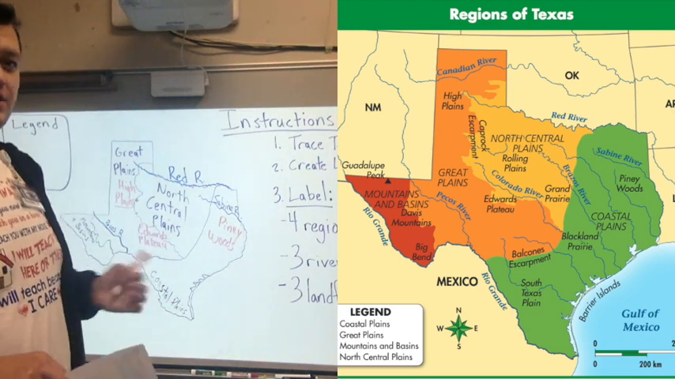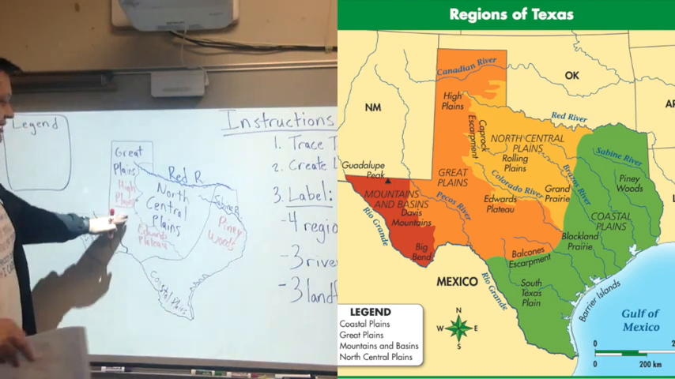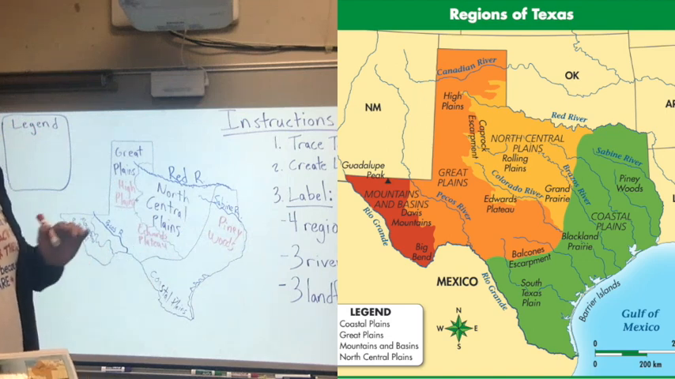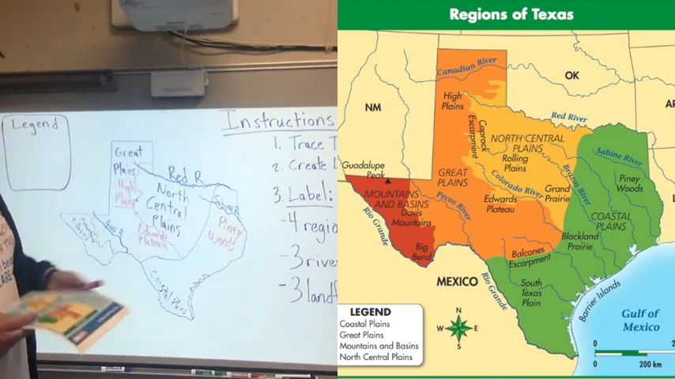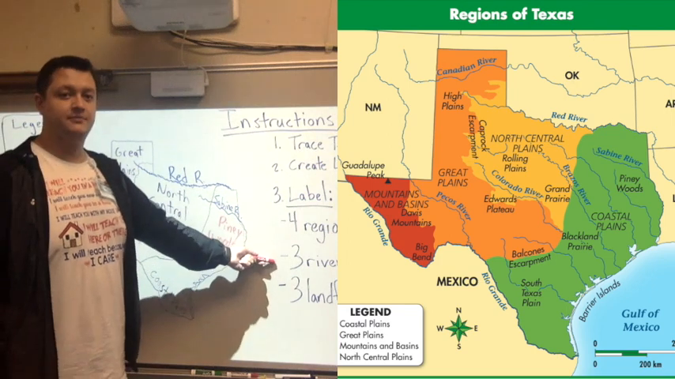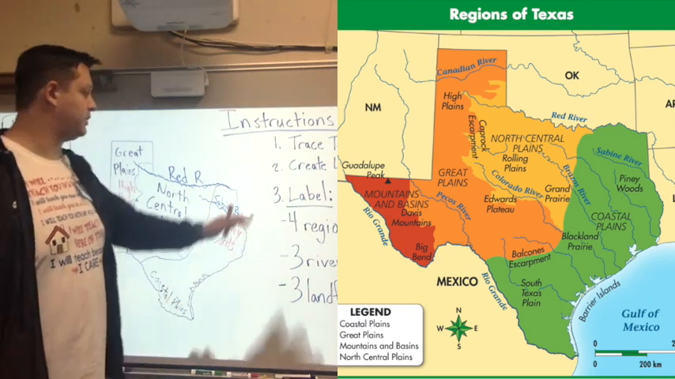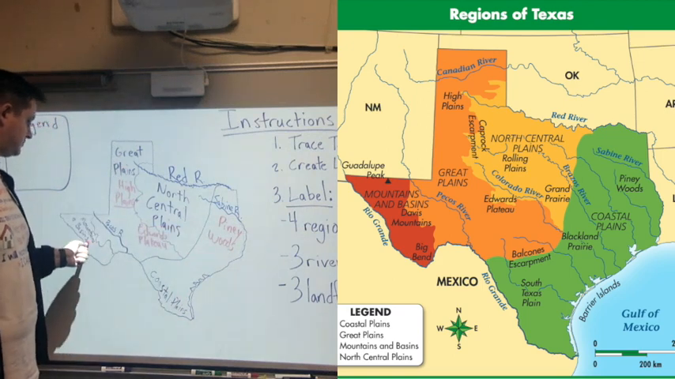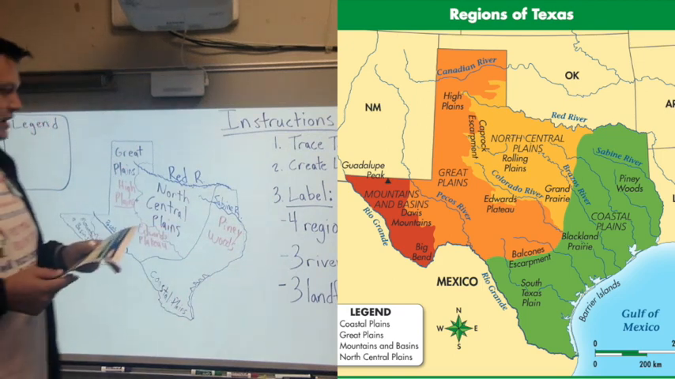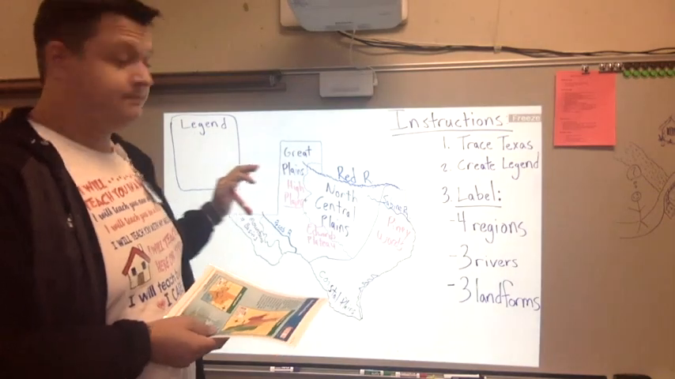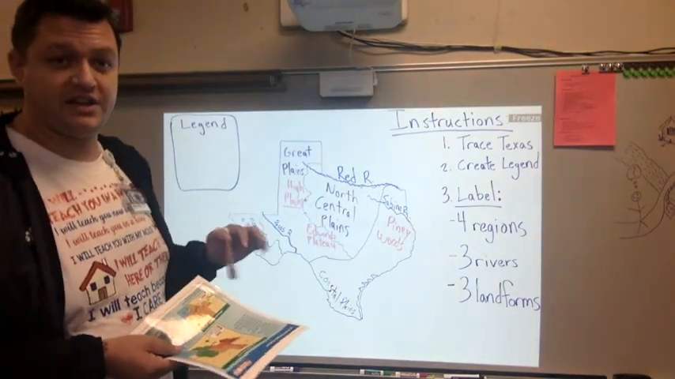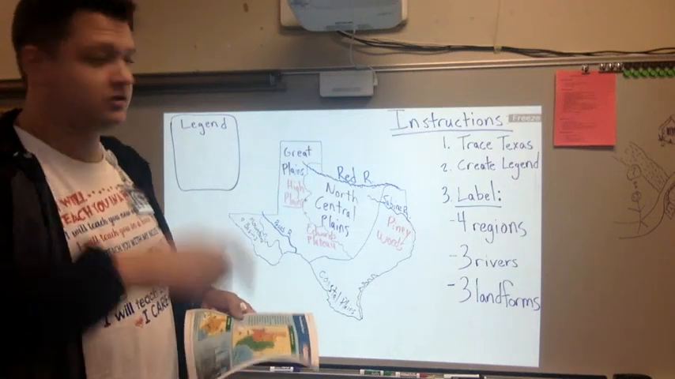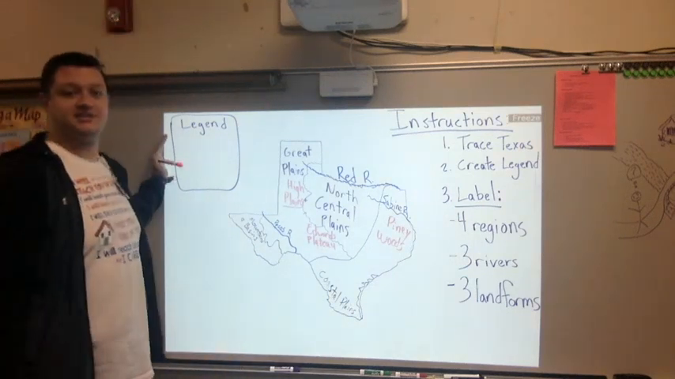Now remember, you can pause this video at any time if you're having trouble locating. Or if you want to choose different landforms or different rivers, that's perfectly okay. Because in the instructions, it just says 3. But the regions are going to stay the same. Okay? Now, we are missing something. Can anybody tell me what that is? Yes, in the back. Correct. Our legend is empty.